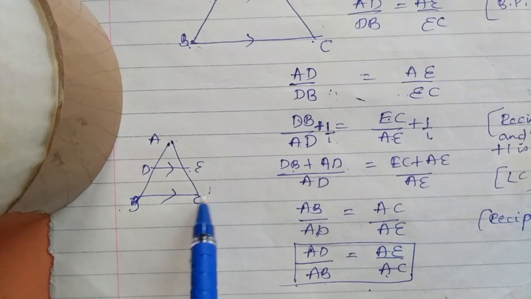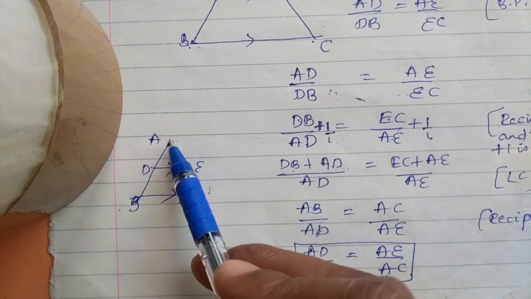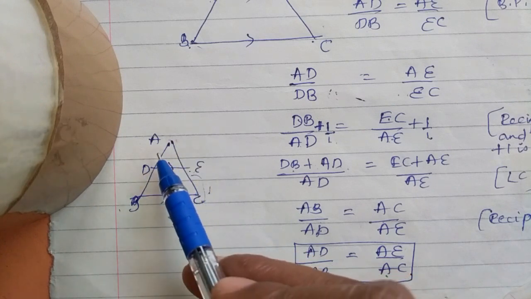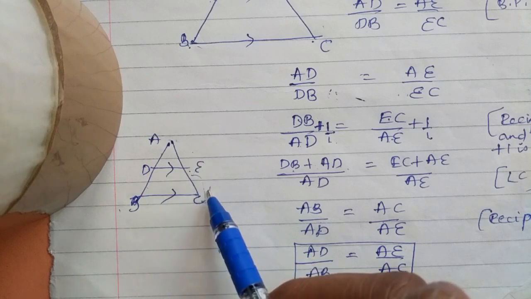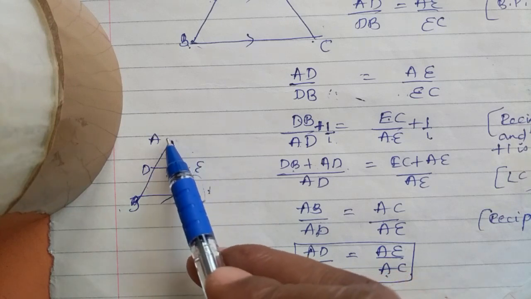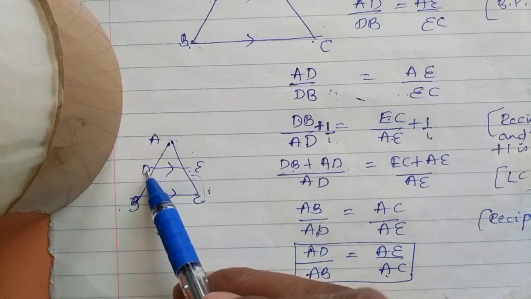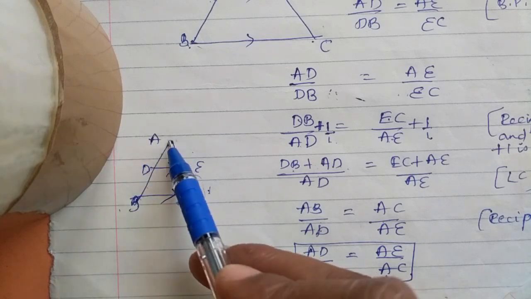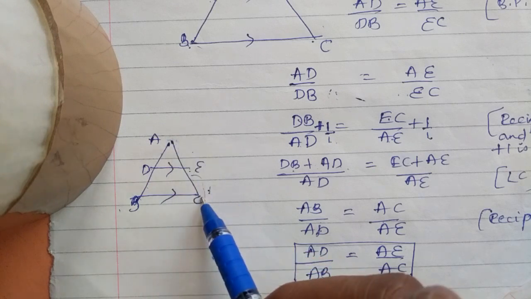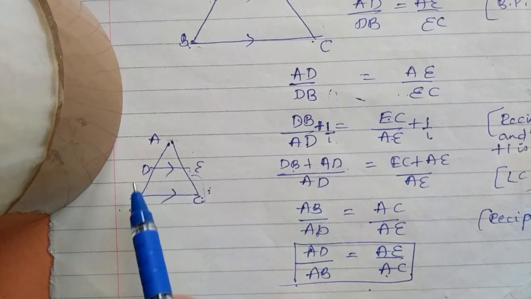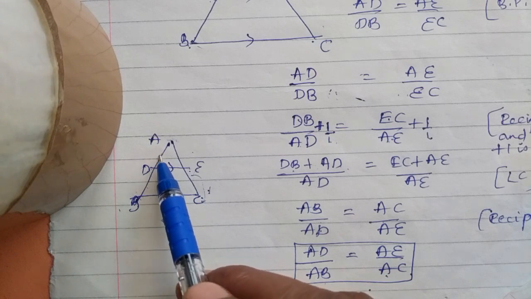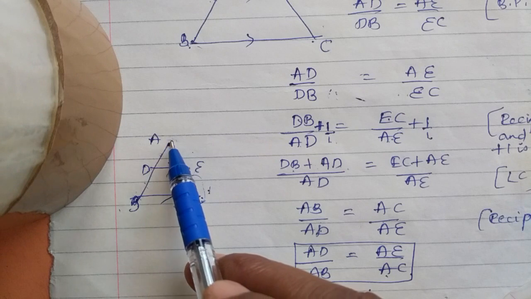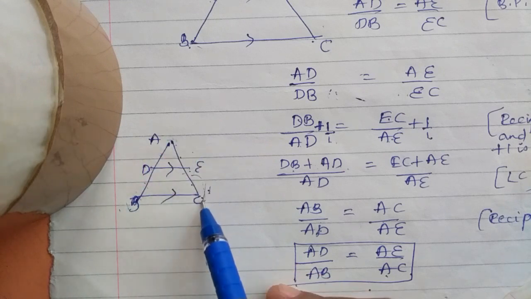So the additional result of the BPT gives, in BPT, AD by DB is equal to AE by EC we write. That means almost half by half, half by half. But the additional result gives you AD by not DB, AD by AB, whole thing. AD half form and AB is whole form. AE half form, AC whole form. So the additional result gives you half and full form. In BPT, half by half. But in additional result of the BPT gives you half by whole.